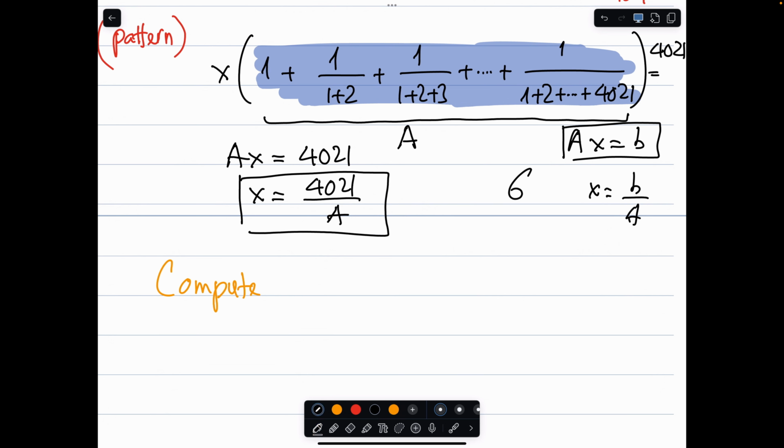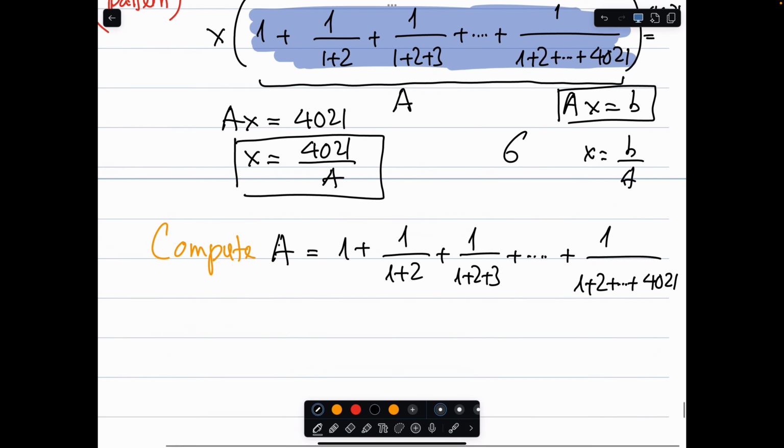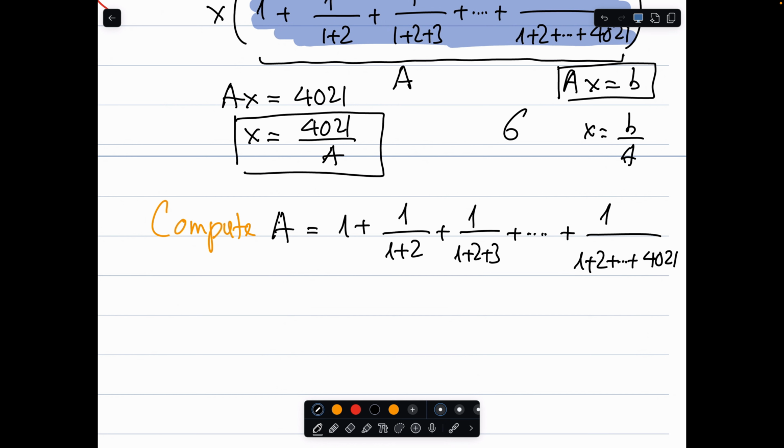This color is not so nice. 1 over 1, plus 1 over 1 plus 2, plus 1 over 1 plus 2 plus 3, and so on. It looks very scary, okay, because you have the dots here, so many terms. So how many terms does it have? From 1 to this, more than 4,000 terms, right? And then you have another dot here, so it looks scary.